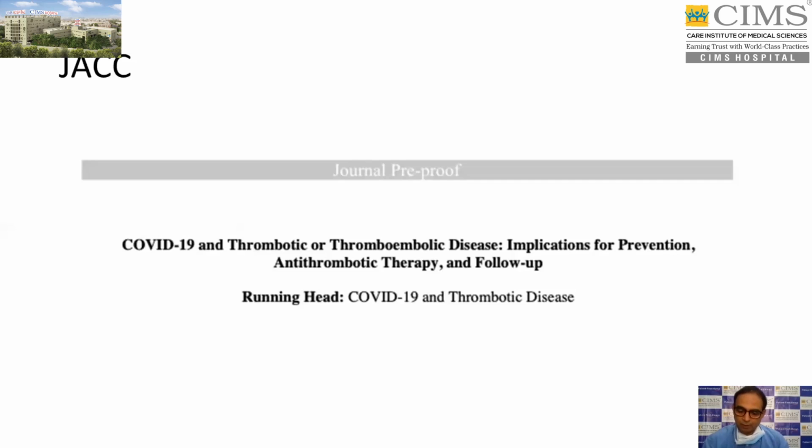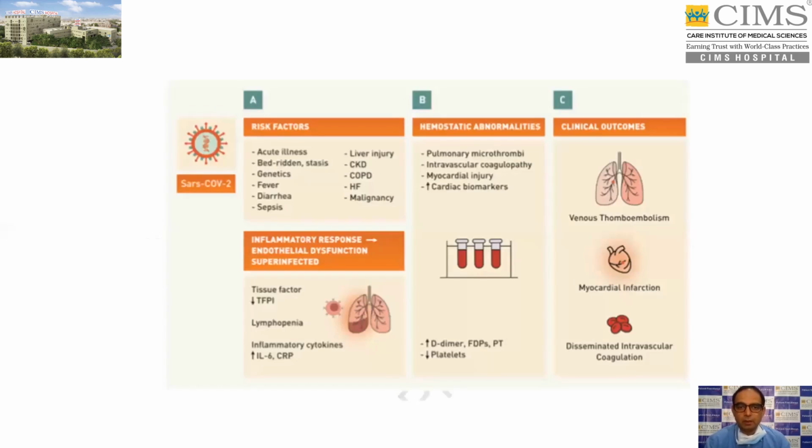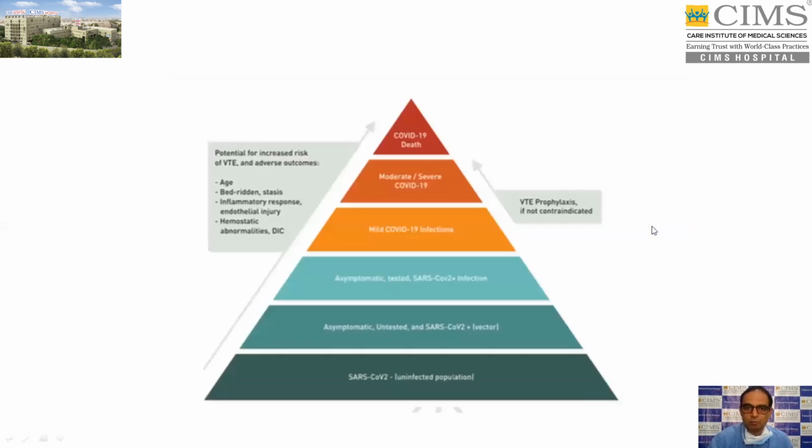And in fact, there are recommendations coming that anybody with certain risk factors like acute illness, moderate to severe disease, bedridden status, diarrhea, sepsis, liver injury, all these patients are at very high risk of thrombotic complications, especially the patients who are having lymphopenia. And what are the thrombotic complications? They develop pulmonary microthrombi. Many patients have developed pulmonary embolism also, DIC, MI, pulmonary venous thromboembolism.